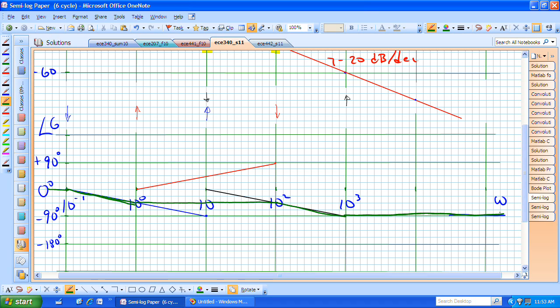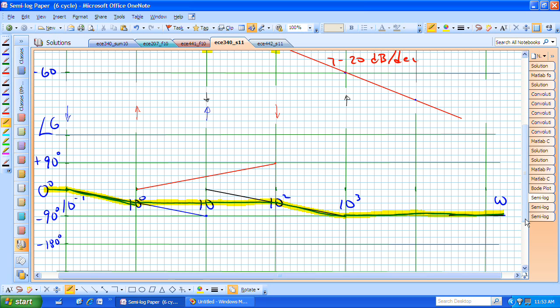And we now have our final phase curve, which, maybe I'll just highlight it, is now going down at minus 45 degrees per decade until we reach 1, and then it's flat until we go all the way out to 100. Then it continues to go down at minus 45 degrees per decade until 1,000, and at that point it's minus 90 degrees thereafter.